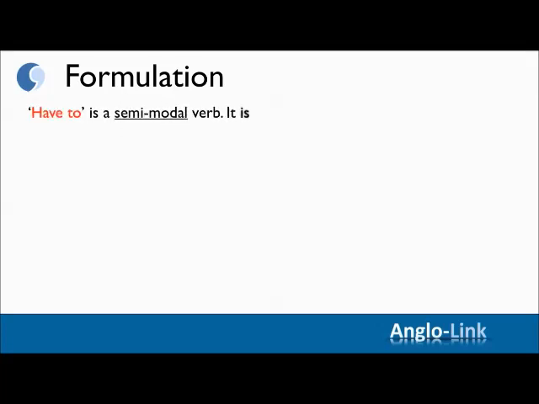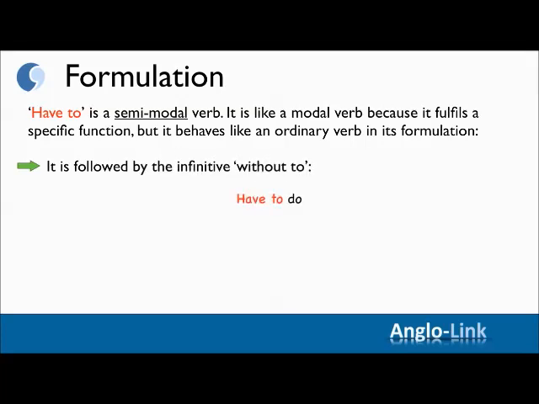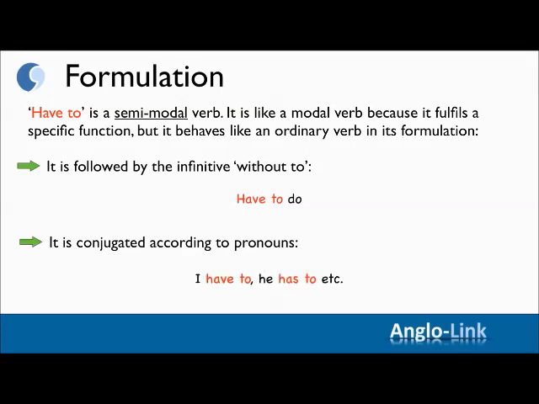Have to is a semi-modal verb. It is like a modal verb because it fulfills a specific function, but it behaves like an ordinary verb in its formulation. It is followed by the infinitive without to: have to do, but it is conjugated according to pronouns. I have to, he has to, etc.